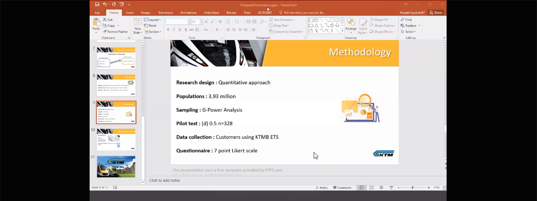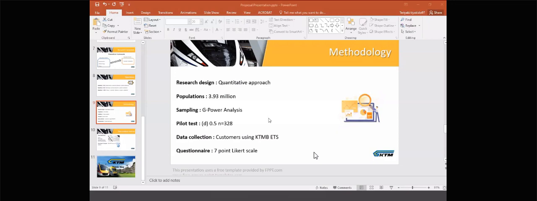Boleh ke Nitya faham? Boleh, Doktor. Faham. Okay. So that is my recommendation lah. So you do not have to study all 3.93 million. Okay. Tak perlu cari semua pun. And you can use purposive sampling lah untuk dapatkan your respondent.